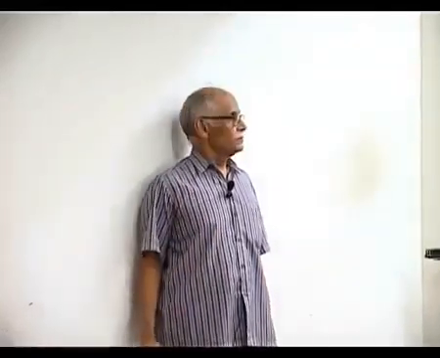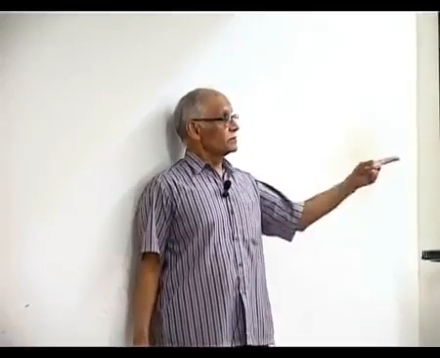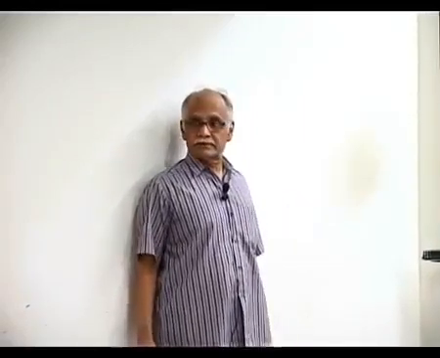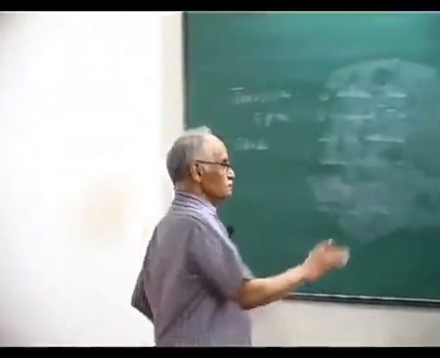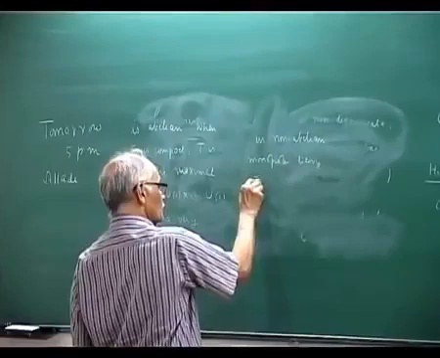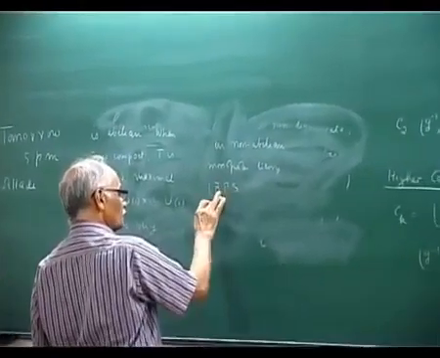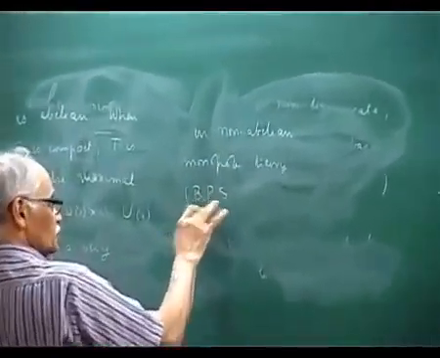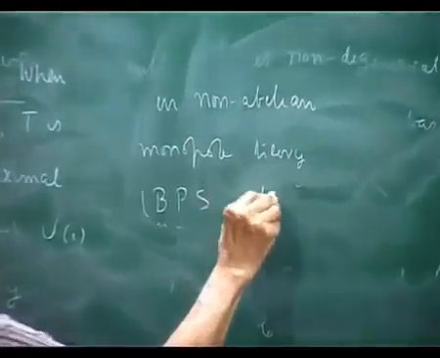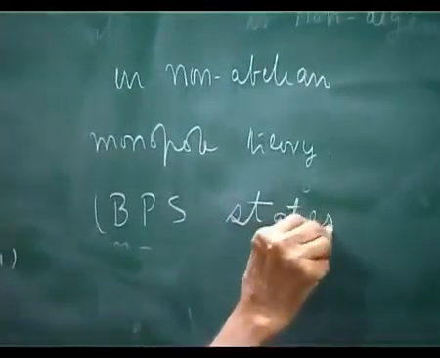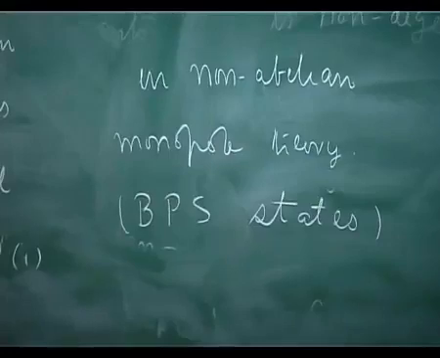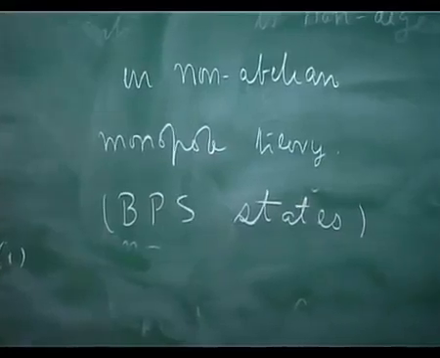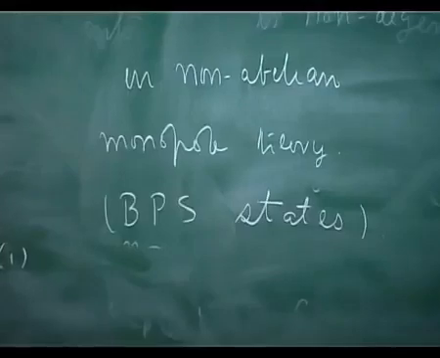Okay, this is very important. For example, in the non-abelian monopole theory, it has played a role. These are the BPS states, Bogomolny-Prasad-Sommerfield states, as the string people call them. So this thing comes in a heavy way. All kinds of mathematics comes here.